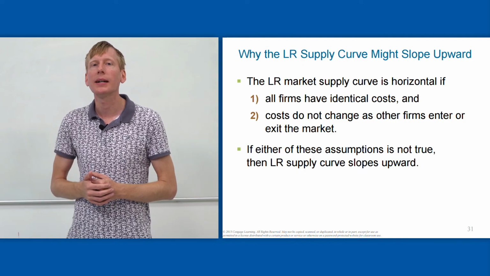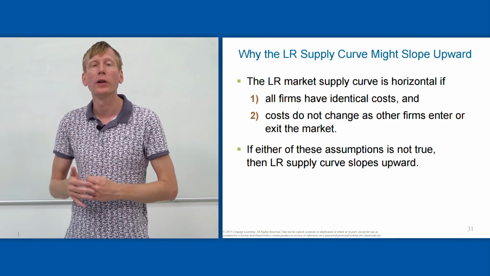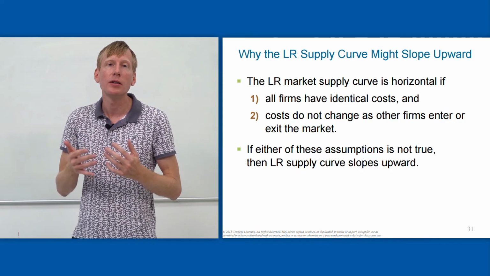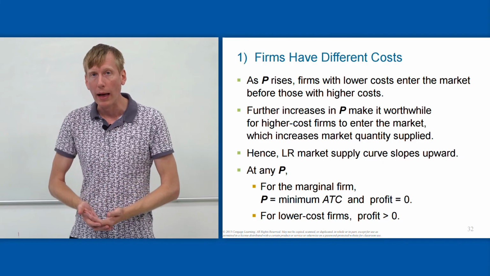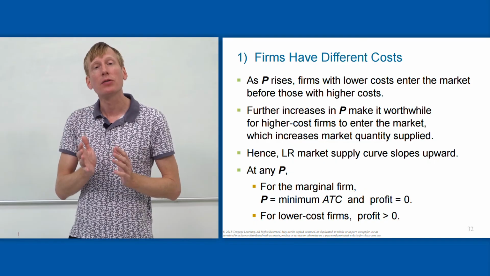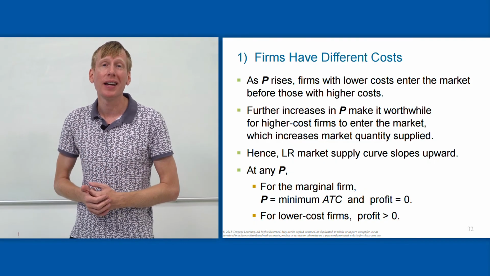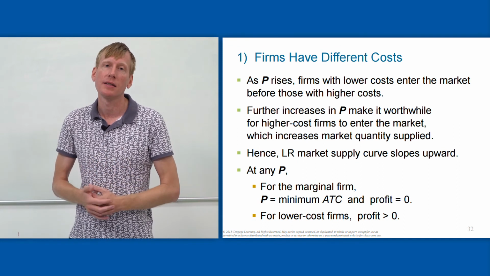Those two assumptions might not hold in the real world. We could have the first not hold, in which different firms might have different costs, different productivities. Some firms might be managed well, some firms might be managed badly. And if we have exit from the market, logically the first firm to exit would be the least efficient, the firm with the highest costs.